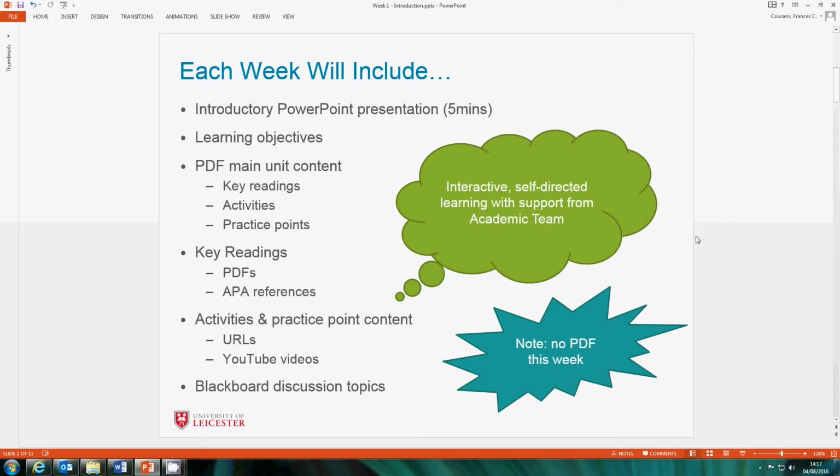Also up on Blackboard you'll find the PDF main unit content document, and in there there'll be directions to key readings, some activities for you to do and practice points for you to learn what this means practically for you as an occupational psychologist. In terms of the key readings, up on Blackboard you'll find PDFs where appropriate for key readings and full APA references for them. And I've also put up URLs and YouTube videos where possible for the activities and practice point content.